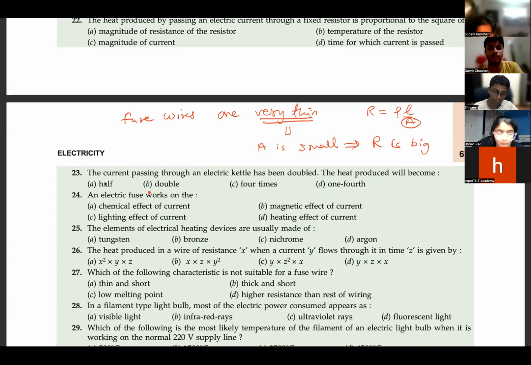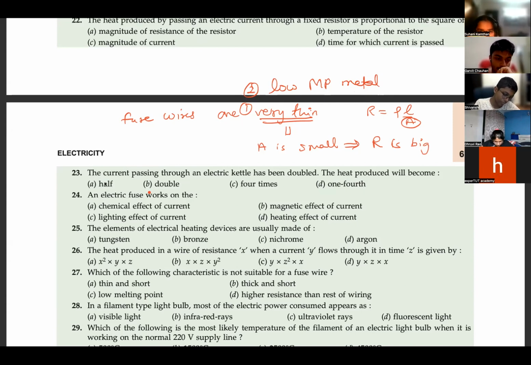Also, it is made of metal which can melt easily. It has a low melting point. So there are two properties. The first property is that it is very thin, and the second property is that it is a low melting point metal. Because they are very thin, their cross section area is small. So from the formula R equal to rho L by A, their R is big.